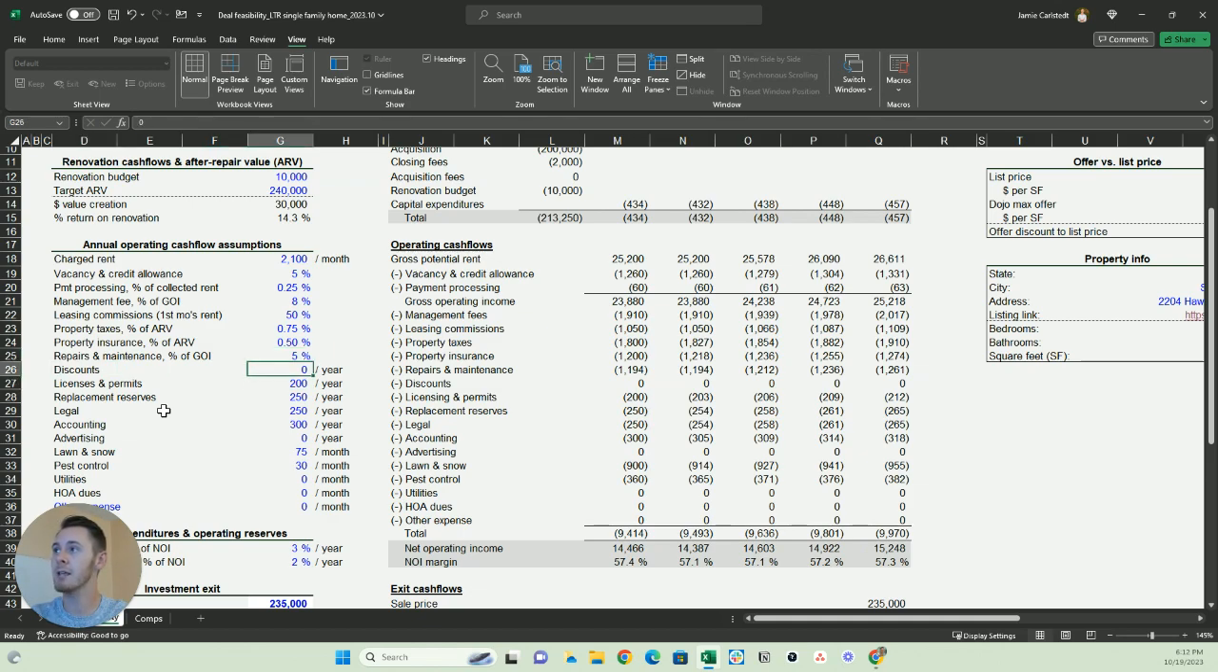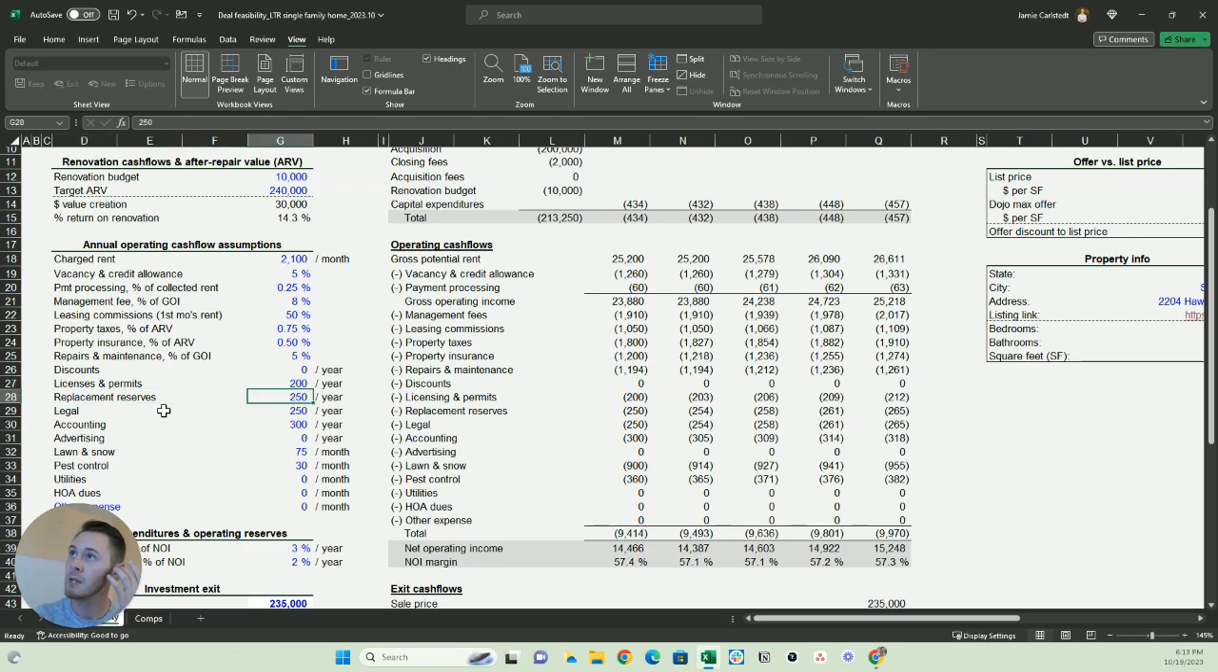Discounts, if you're in a tough environment and you're really struggling to get someone in for a lease, sometimes they offer leasing discounts, or one month free, or half first month's rent free, or half off, whatever. So you're able to put those discounts in there for the year. Licenses and permits. So if your business is paying any permitting fees or business licensing fees in the area, etc., I'm going to throw in $200 there for the year.